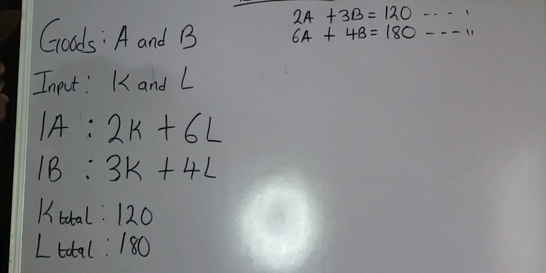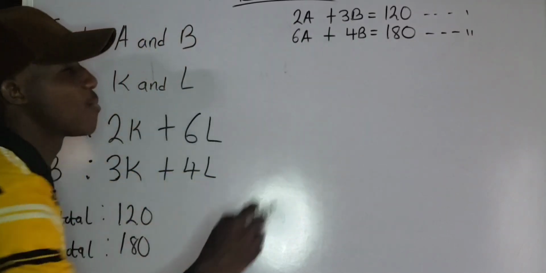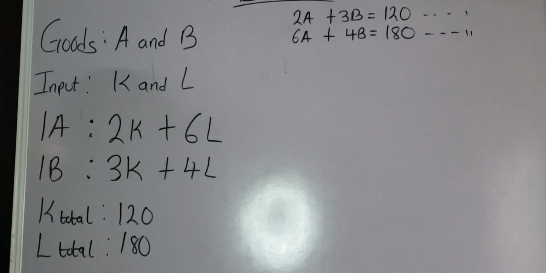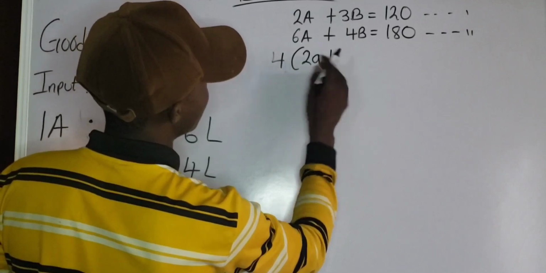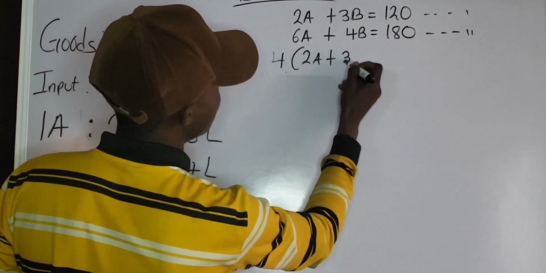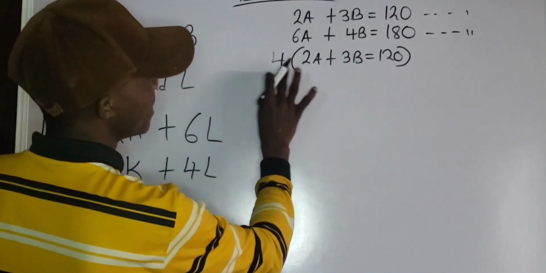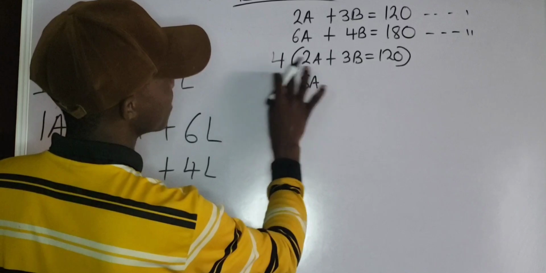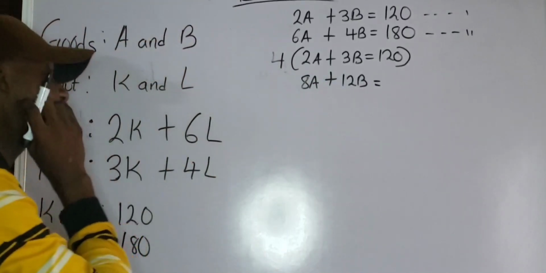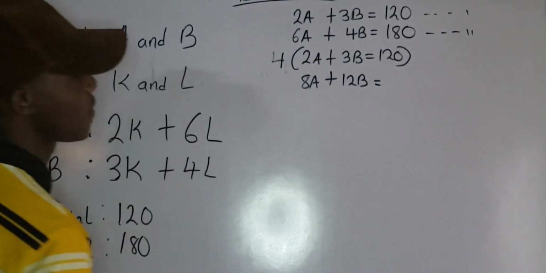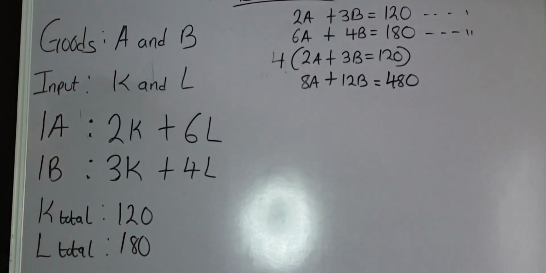So, I want to eliminate B. The coefficient of B in equation 2 is 4. So I'm going to multiply the whole of equation 1 by 4. That gives 4 into brackets 2A plus 3B equals 120. So 4 multiplied by 2A is 8A, 4 multiplied by 3B is plus 12B, and 4 multiplied by 120 is 480. So you can see that step.